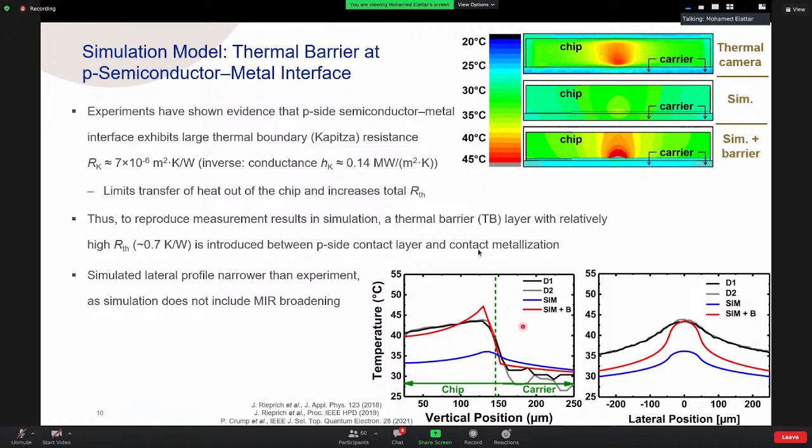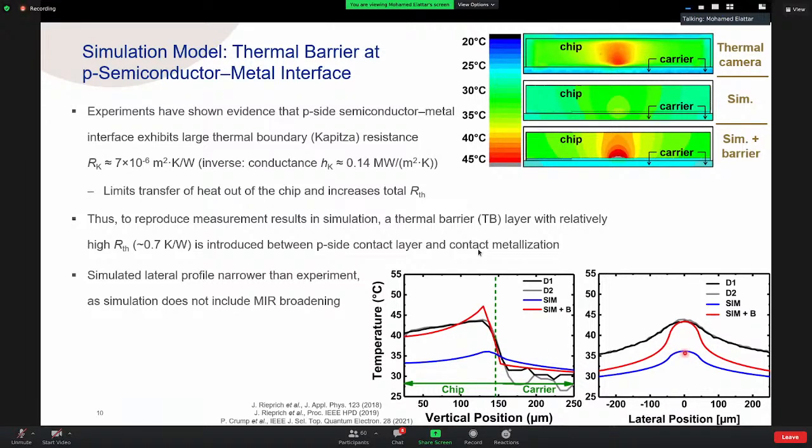If we look here at the vertical and lateral thermal profile, so first in the vertical profile, we see the measurement results here in black and gray experience this temperature step at the interface, which is not there in the simulation without the barrier. But when we include the barrier, here shown in red, we again see this temperature step. Also in the lateral profile is the same.